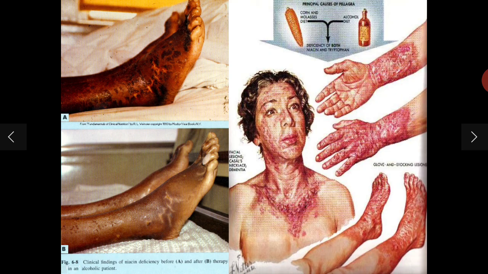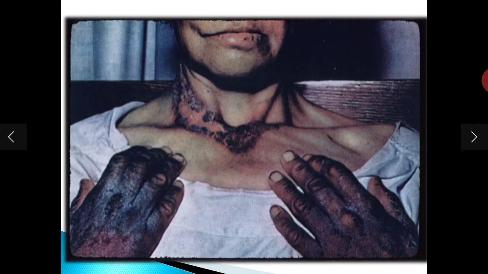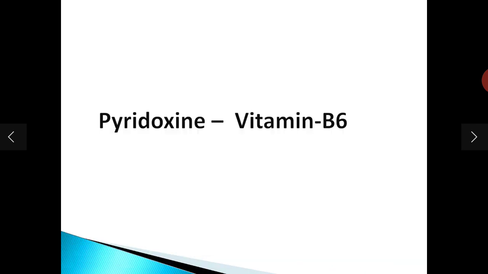So these are the manifestations the picture is showing. Here you can see around the neck the appearance of a necklace, so that is why it is called Casal's necklace. And the other skin manifestations. So this is again the same picture.